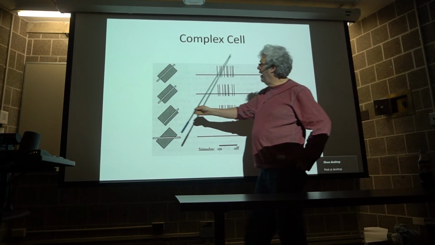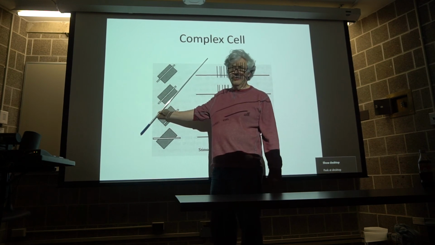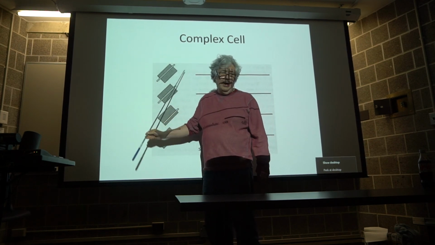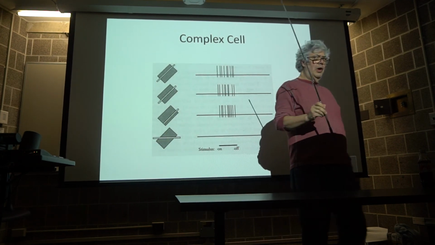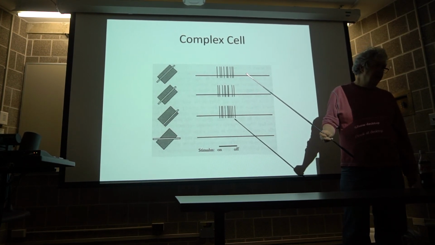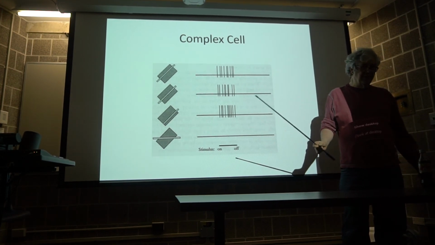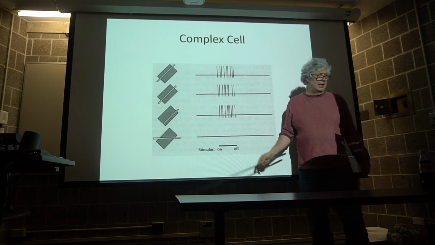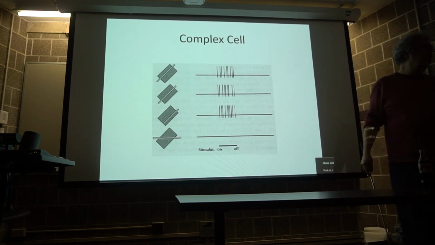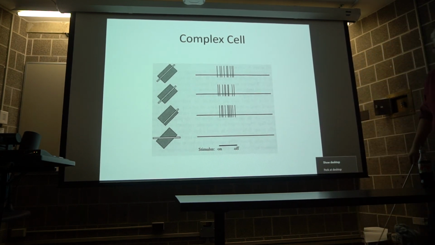Complex cells require a bar of light at the correct orientation, but the bar of light can be anywhere within their receptive fields. Some of them, again, are motion sensitive, but the main thing is that in complex cells there is no longer a concentric center-surround receptive field organization.